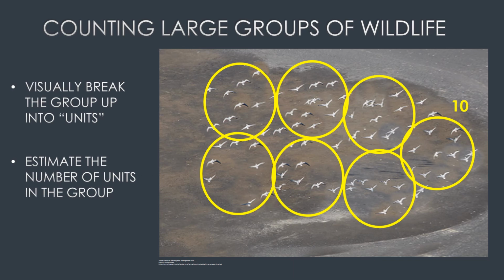In this photo, the entire group can be broken up into about 7 units. Therefore, you can estimate that there are about 70 birds in the photo. There are 78 birds total. Our estimate was quite close. The unit size you use can be any number of animals that is easy to visualize for that group of wildlife.